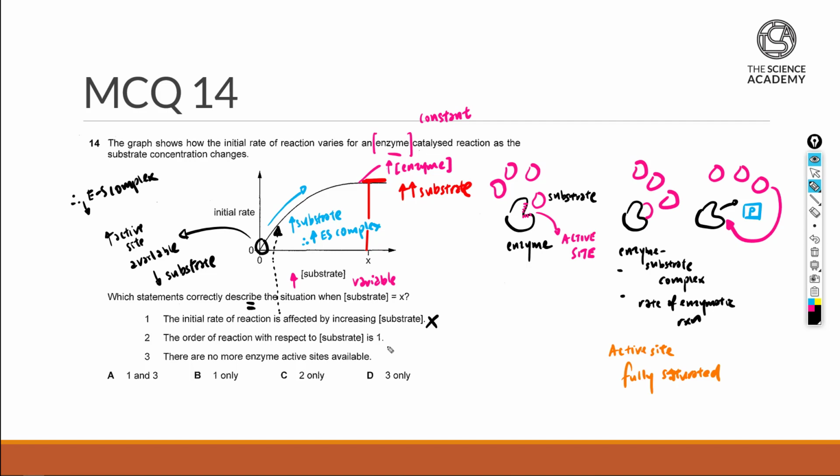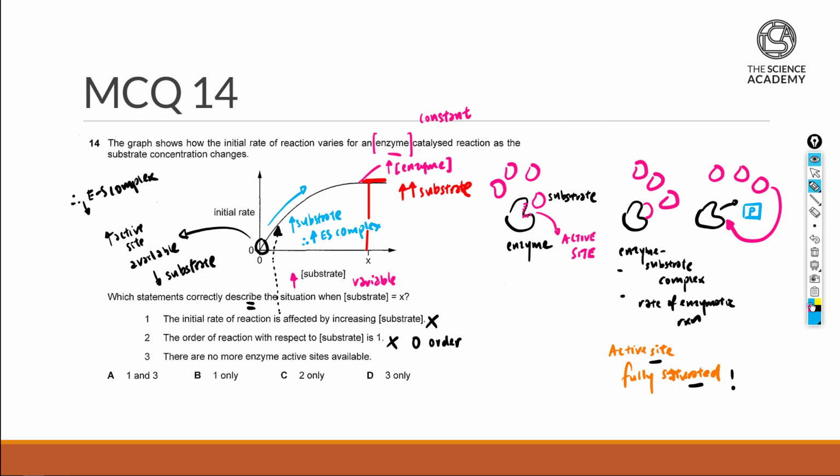Now, this is going to be unlikely because I'll say it's going to be 0 order, because no matter how much you increase your substrate at that particular instant, with the fact that the active site is fully saturated, there is no way that your substrate can help to boost up the reaction. You need to increase your enzyme to match up the substrate. So at part X itself is 0 order already. The increment in your substrate does not have a linear effect on the rate of reaction.